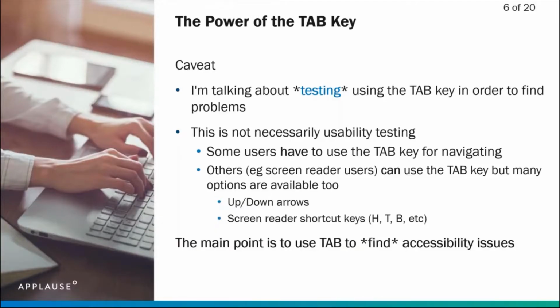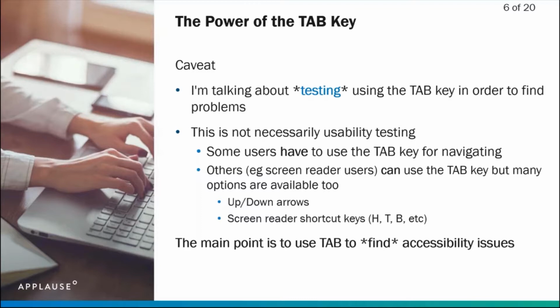I want to talk about what types of accessibility testing you can do with just one key on the keyboard. And it's really fantastic what you can do with the tab key. I do want to start off and say that I'm talking about testing with the tab key in order to find accessibility issues. I'm not necessarily doing usability testing with the tab key. That is, I'm not simulating how a user would navigate a website using the tab key.